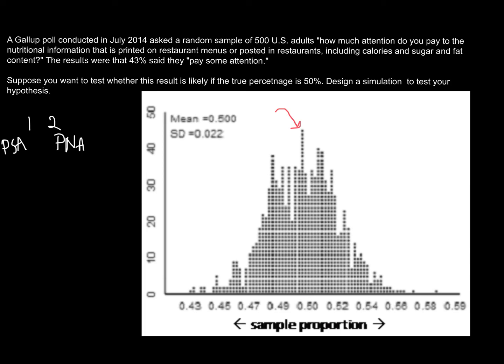And what we did here is we ran 1,000 of them. So there are 1,000 of these trial runs, and the proportion for each trial run is marked by a dot. And so the question is, based on this simulation, what do you think about this result? Is this result something that you would expect to get if the true percentage of adults that pay some attention is 50%? So have your answer written out. Make sure that you're using mathematical language and referring to the sample data that you collected.